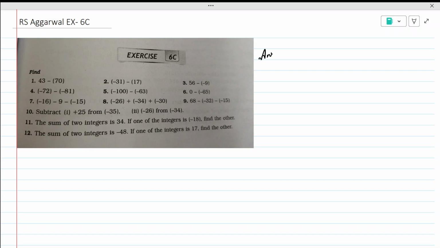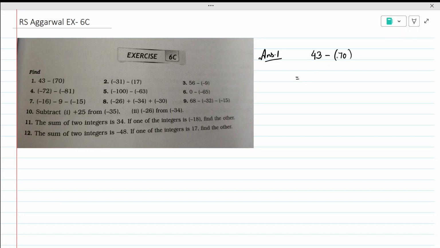First is answer 1, I'm taking 43 minus 70. So we have 43 as a positive number. If no sign is given, then that number is always positive. So it is in plus, and from this 43 we have to subtract 70. So how do we have to do this? This is the general subtraction where we have to subtract 43 from 70.